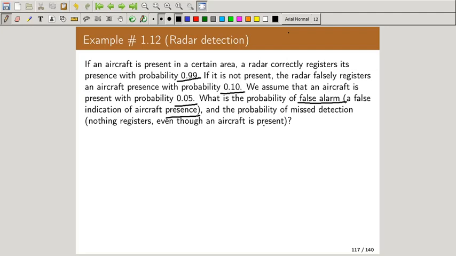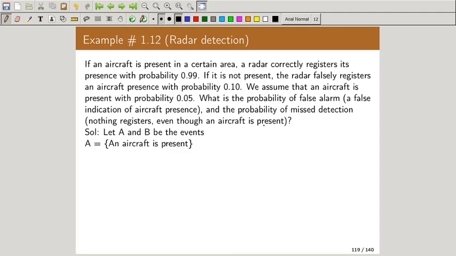Now what they are asking, first of all, let us take A and B as two events. What is A? An aircraft is present. Near the radar there is an aircraft or aeroplane. What is B? The radar registers an aircraft's presence. Event A is there is an aeroplane. Event B is the radar registers its presence.